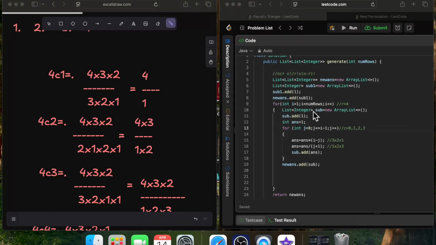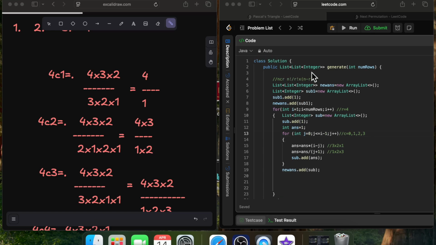This is my code. You can observe we should print the answer in a 2-dimensional array. That's why I took a 2-dimensional array as the answer. After that I took a subarray. At the top level of the Pascal triangle, at the starting it will be 1, so I added 1, and my loop runs over rows. Rows start from 1, and the column starts from 0.